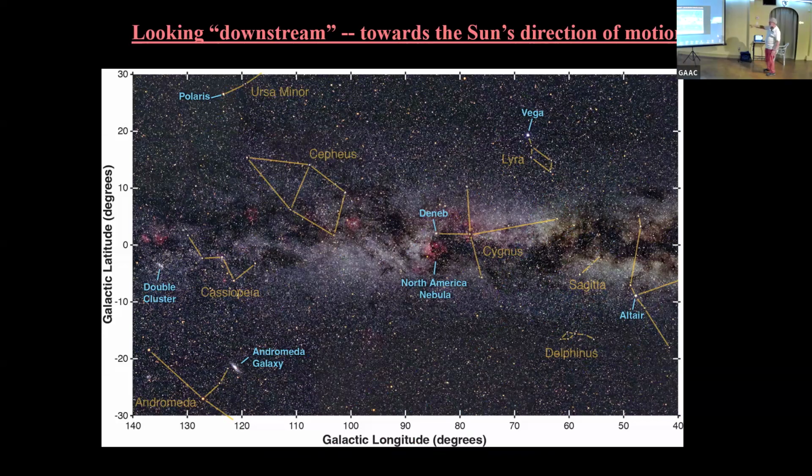We're going to go look downstream towards the sun's direction of motion. We are all pretty familiar with this section of the sky. You can see it in the late summer, early fall, and a lot of us know about Cygnus, the swan, and the triangle, what is it called? The summer triangle, which consists of Altair to the right, Vega to the upper right, and Deneb to the middle.